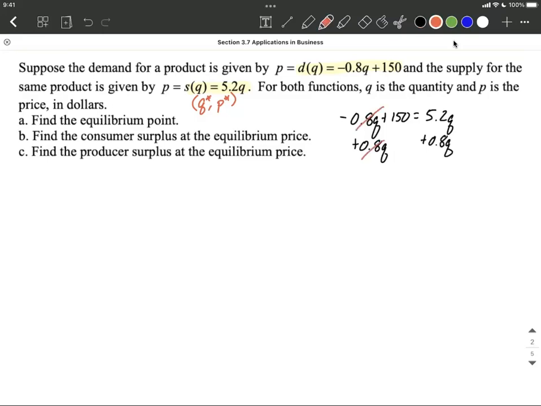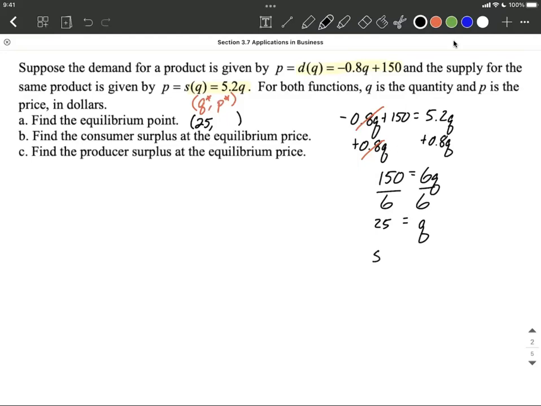That'll get all of our variables on one side, leaving us with 150 equals 6Q. To isolate the Q further, we'll go ahead and divide both sides by 6, and I got Q to be 25. So the input value is going to be 25. We still need an output value to go with this. So what we can do is take that value for Q and evaluate either one of these functions that was given to us at 25.